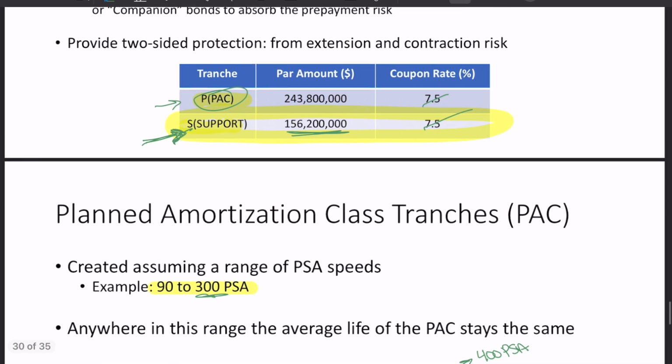So you kind of think of the support's job as protecting the PAC, but the protection that it can actually give is only as good as how long that support bond can last. The main risk we just talked about is essentially people prepaying faster. If people prepay much faster than the assumed prepayment speed range, then the support ends and the PAC has no more protection left.